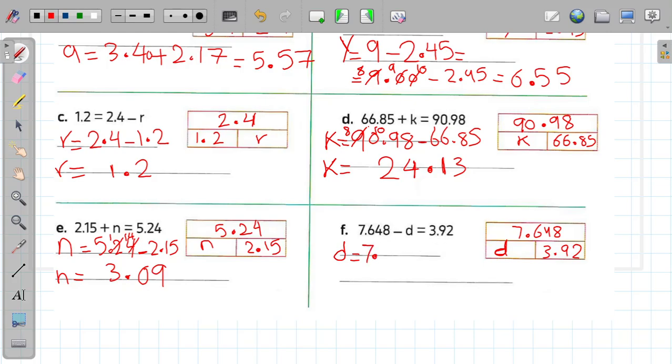Okay, so 7.648 minus 3.92. I have here 3 digits and here I have 2 digits, so I will add a 0 next to the 2 digits. Next, 8 minus 0 equals 8. 4 minus 2 equals 2. And 6 minus 9, it can't be, so I will borrow from 7 which becomes 6, and 6 becomes 16. 16 minus 9 equals 7. And I will write the decimal point. Next, I have 6 minus 3 equals 3. So the value of d is 3.728.